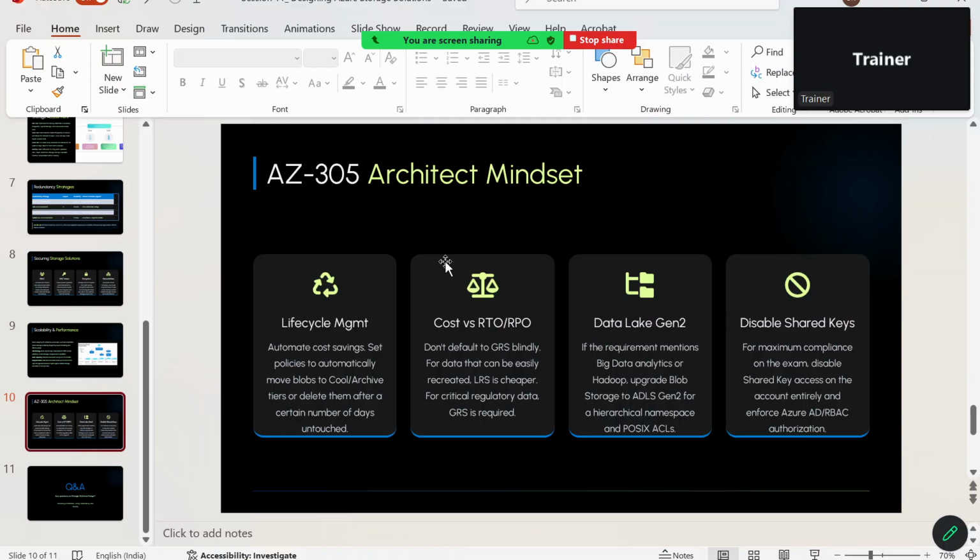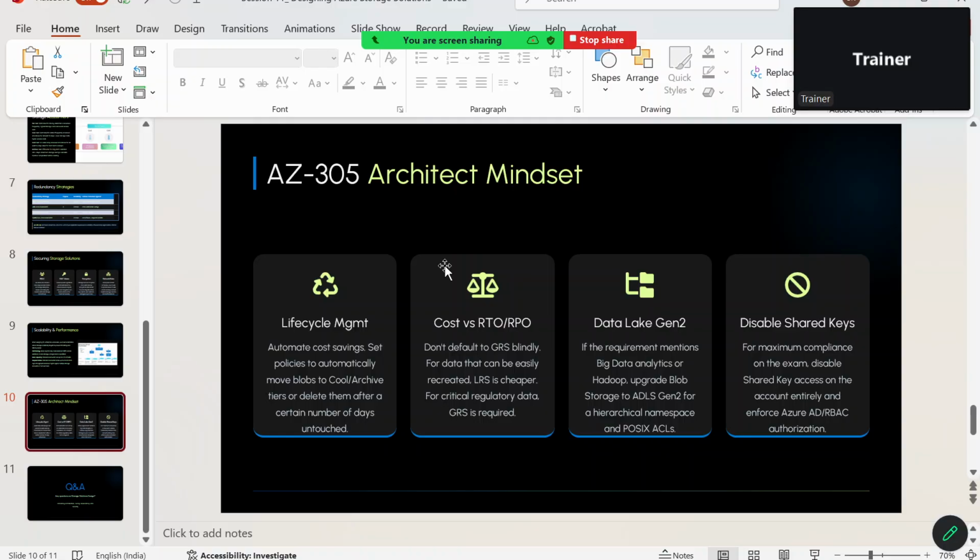Then another is standard SSD, a balanced option, best for web servers, application servers, and general workloads. What are the characteristics of the SSD? It has better performance, moderate cost, and is suitable for production.